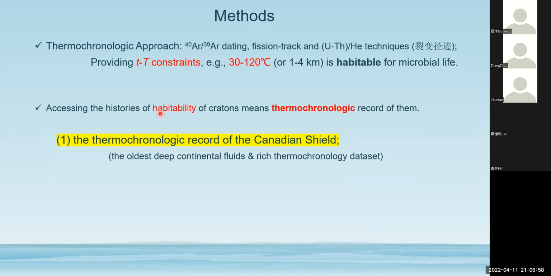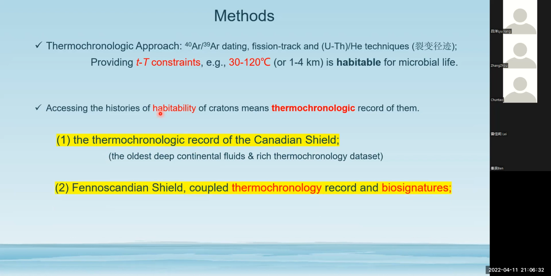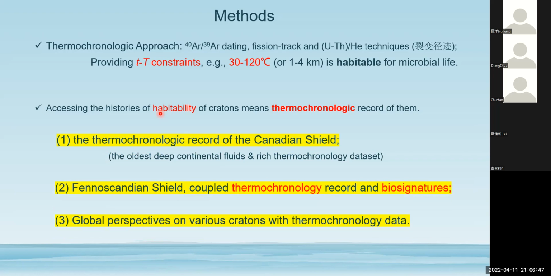Firstly, they get the thermochronological record of the Canadian shield. Why did they choose this region? Because it has the oldest deep fluids, which means life could be more likely to survive with these fluids, and the Canadian shield also has a rich thermochronological data set. Second, they focus on the Fennoscandian shield, coupling the thermochronology record with biosignatures of this craton. Last but not least, they also give a global perspective of different cratons with thermochronology data.